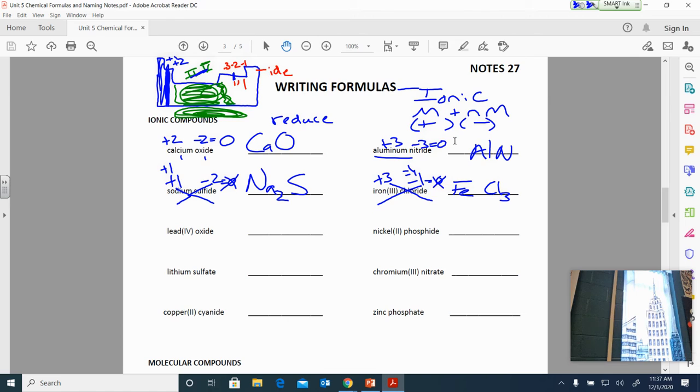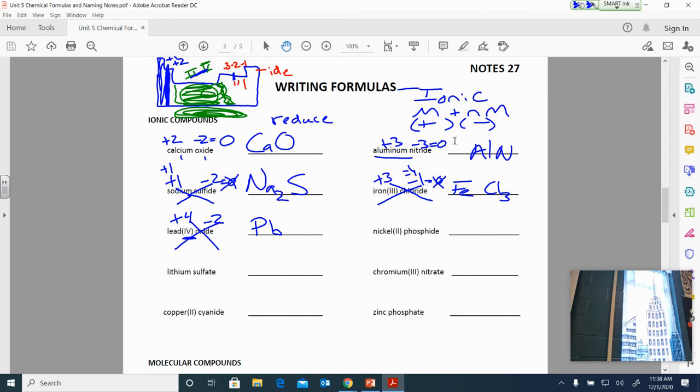Okay, next one. Again, the Roman numeral tells you its charge. That is the Roman numeral for 4, so this lead is +4. The symbol for lead is Pb, and it used to be called plumbic in Latin. Oxygen, or that became oxide, is in the -2 column. So again, does +4 -2 = 0? No. If it doesn't, then I've got to do my crisscross.